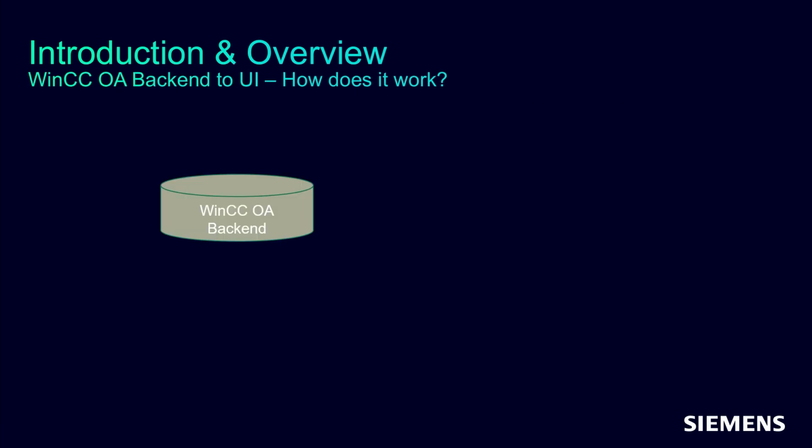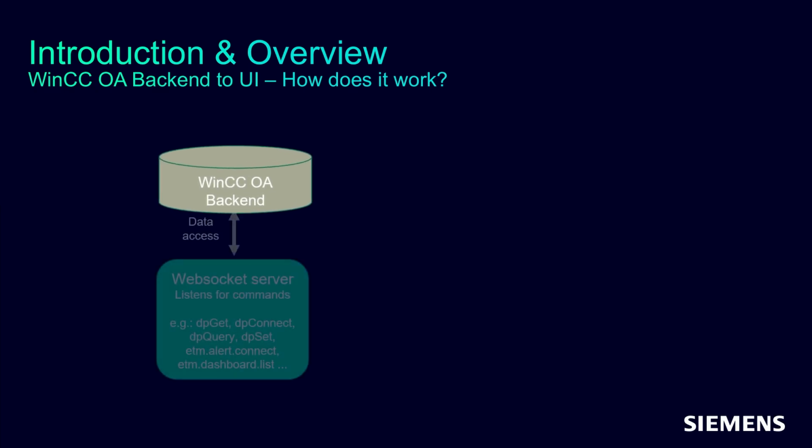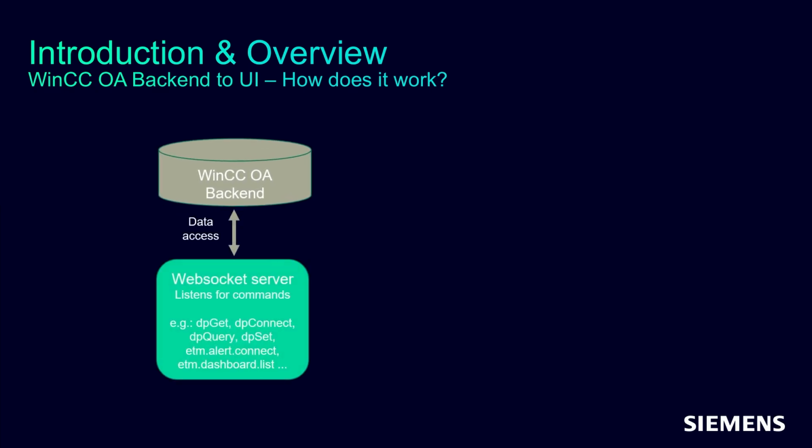So now we can have a look at the architecture of this new web component dashboard. Everything starts as usual with our WinCC OA backend. Here is nothing new. This is as in the previous Angular dashboard. We still have the data access through a WebSocket server, and in this WebSocket server, the usual methods like dbGet are implemented.